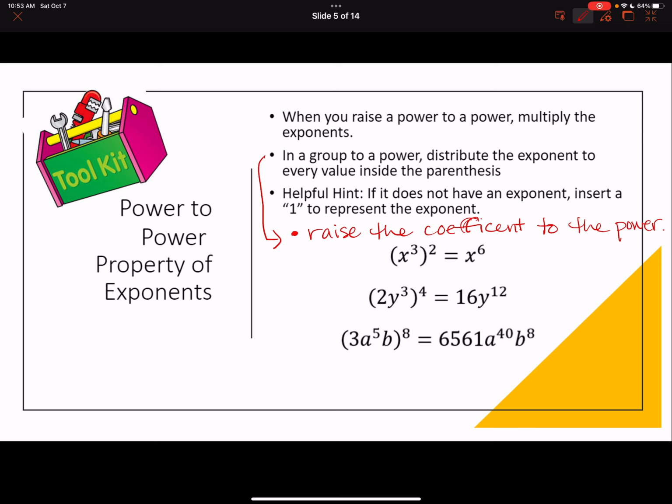And this helpful hint: if it does not have an exponent, insert a 1 to represent the exponent. Here's what I mean by this. If I had something like x, y to the 5th, and I'm raising that to the third power, I have to distribute the exponent to every value inside the parentheses. But don't forget that this x is really x to the first, and I'm multiplying. So it's like x to the 1 times 3 is 3, y to the 5 times 3 is 15. All right, so you can pause the video here if you need to copy this down.